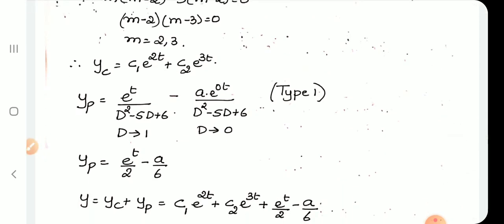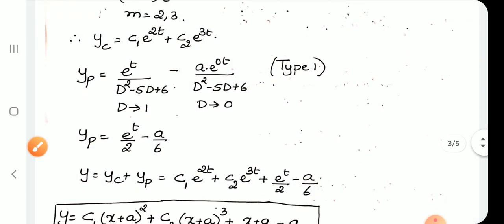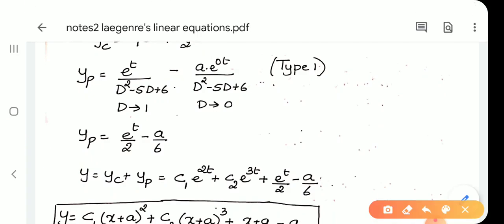Yp becomes e power t by D square minus 5D plus 6, and minus a into e power 0t by D square minus 5D plus 6. So both the terms are of type 1. Here we will replace D by 1, and here we will replace D by 0. When we replace D by 1, we get e power t by 2 minus a by 6.